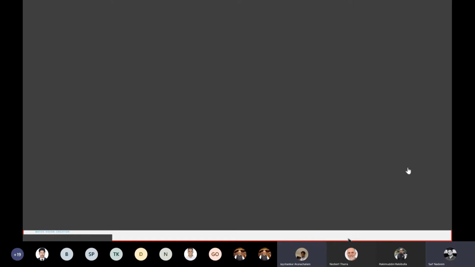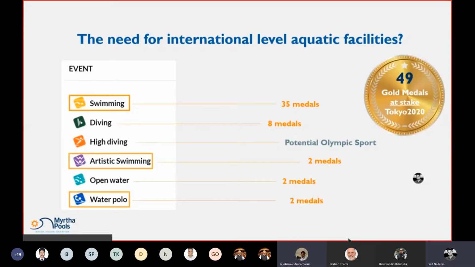So as said by Saif on the medal tally, if you could see, there are about 49 gold medals in total in aquatic sport, out of which the swimming pool alone, when I say the pool where the swimming happens, with a small change for artistic swimming and water polo, will contribute about 39. So about 70% of the total 49 medals which are at stake.